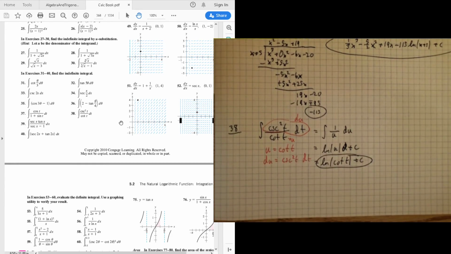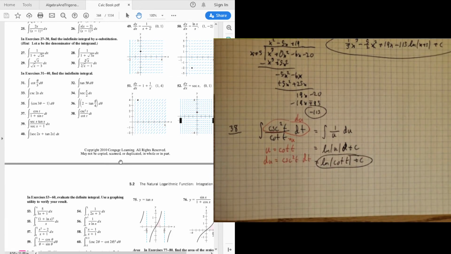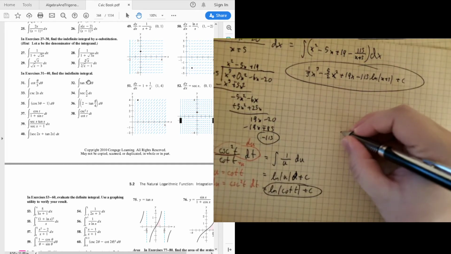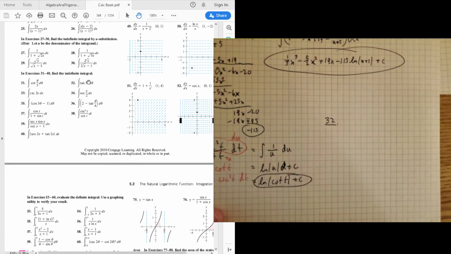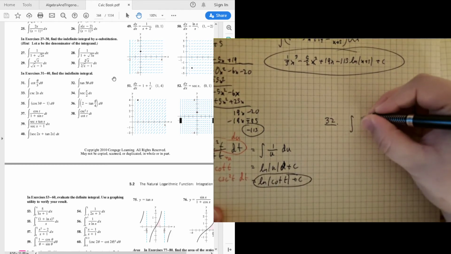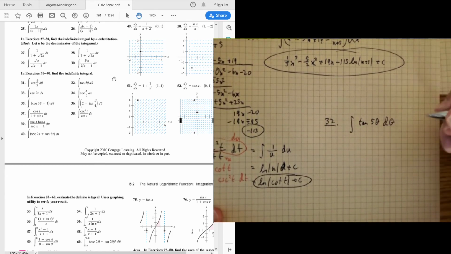So you can do your basic substitutions that way, where I use the trig rules to get the solutions as opposed to just the natural logarithm rules. Alternatively, if I look at a problem like, say, 32, I can use u-substitution in an entirely different way. So if we look at 32, I have the integral of tangent of 5 theta d theta.